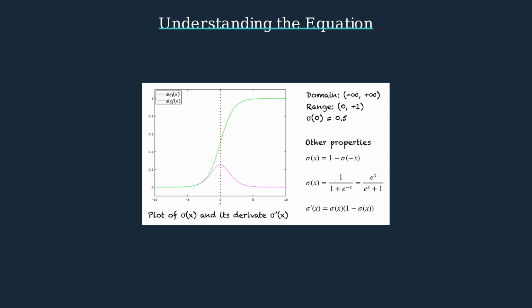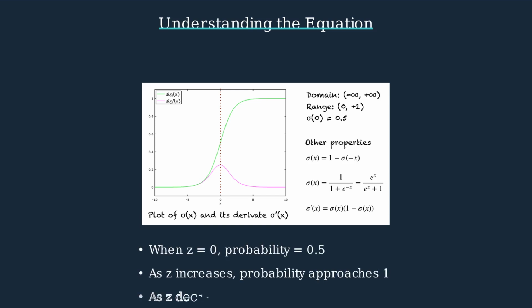Here we can see the sigmoid function. It has an S-shaped curve that maps any input value to a probability between 0 and 1. When z equals 0, the probability is exactly 0.5. As z increases, the probability approaches 1, and as z decreases, the probability approaches 0.